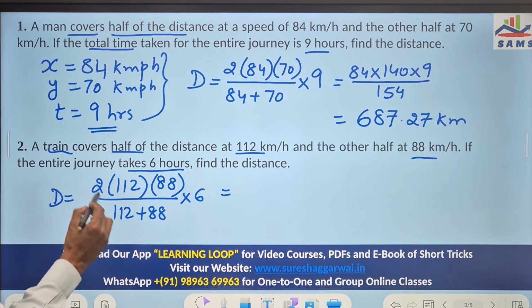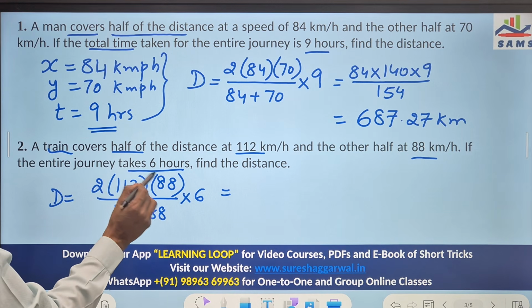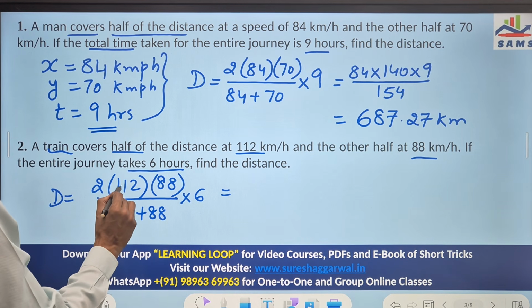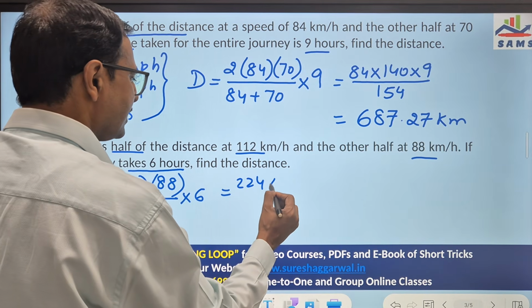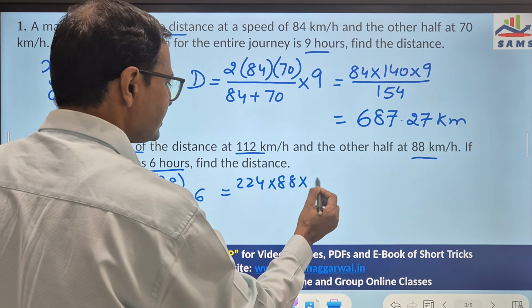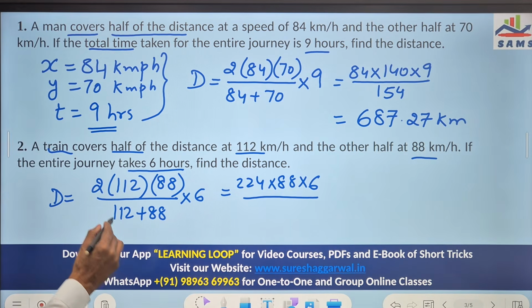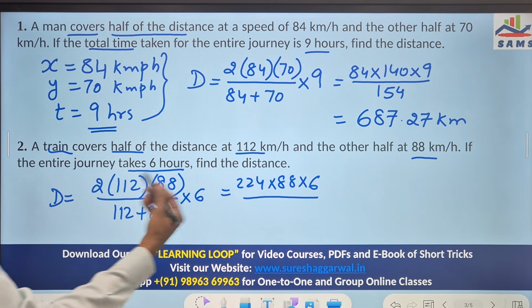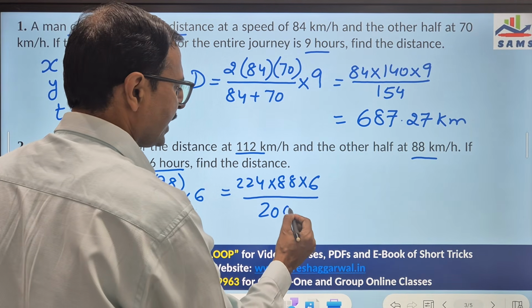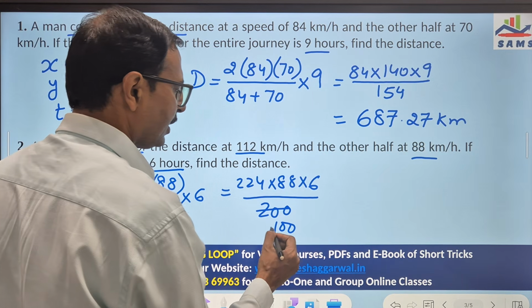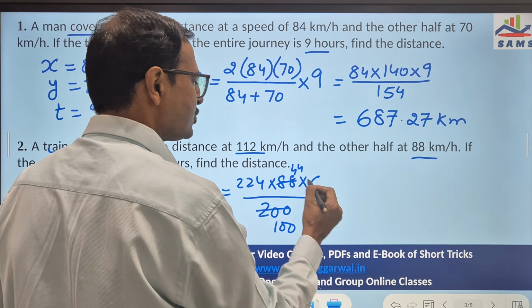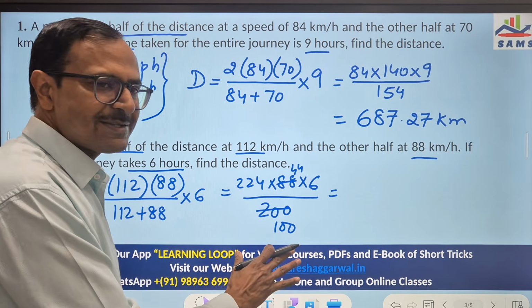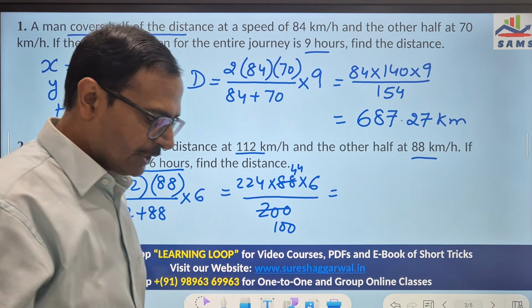So how do you do that? You can multiply this by either 88 or 112. I'll do it by 112, it is easier. 224 times 88 times 6, and in the denominator 112 plus 88 is very easy, that is 200. So I can cancel this 100 and maybe this becomes 44. So this calculation is far easier because you have 100 in the denominator.